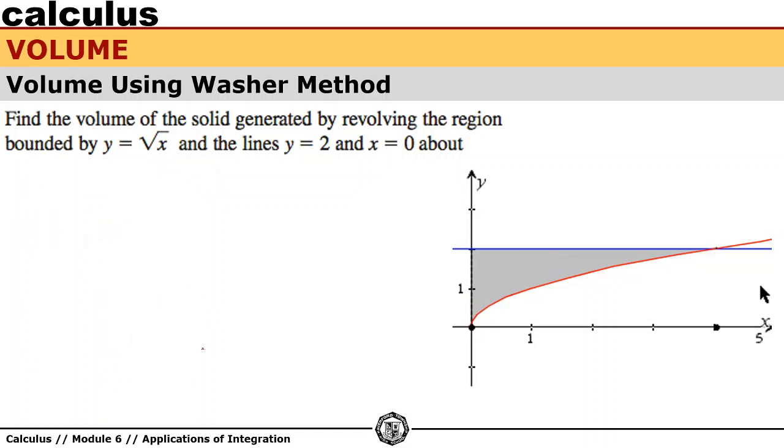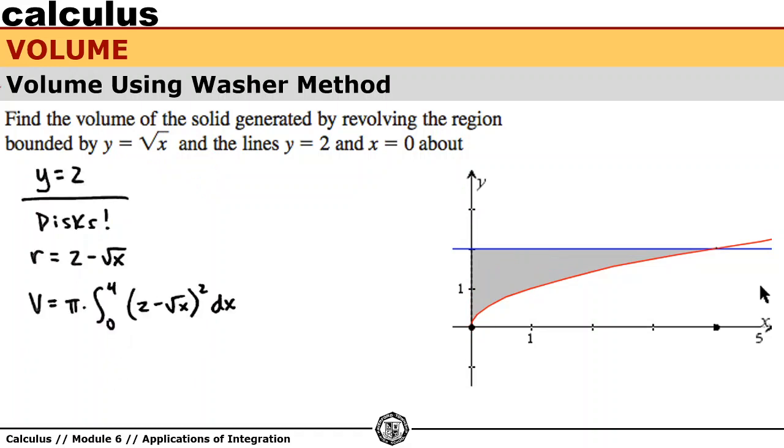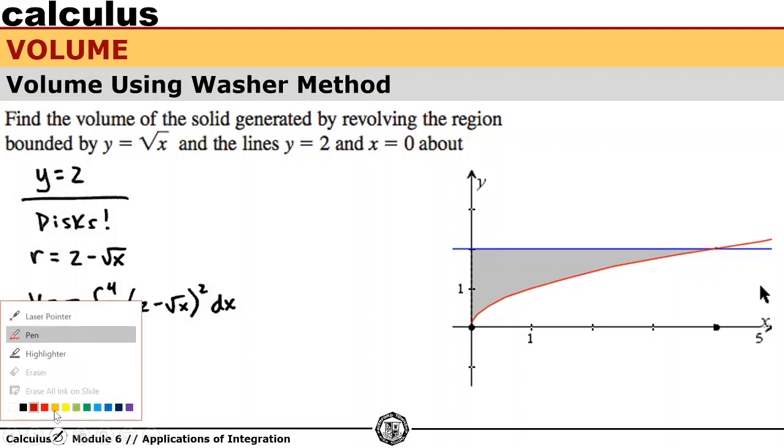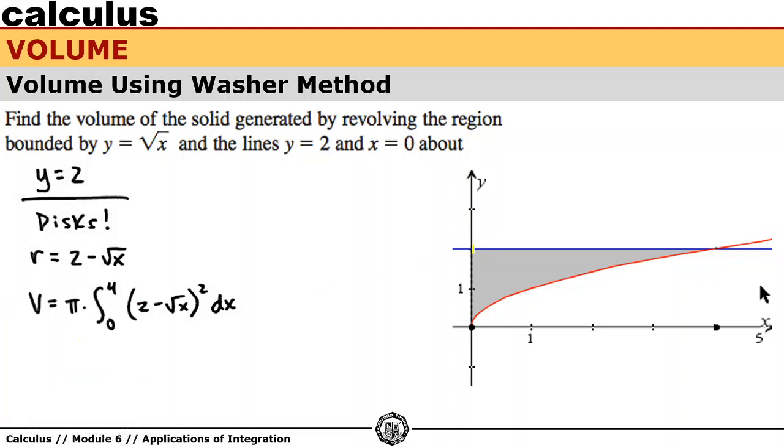In the third example, now we're going to go around the line y equals 2. So y equals 2 is also going to be the disk method. If you're wondering why, y equals 2 would be this blue line right here. We're going to spin around that line, and again, notice that the region is flush against the axis of rotation.